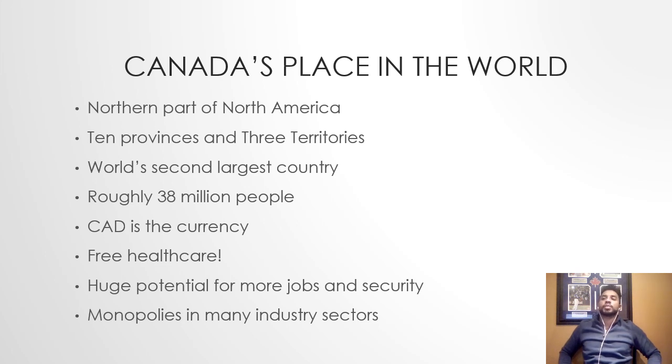Northern part. 10 provinces and 3 territories. It's kind of like the U.S. having states, okay? These guys have 10 provinces. It's the world's second largest country, but look at the population, 38 million people. That's nothing, right? Why is there so much land but so few people?